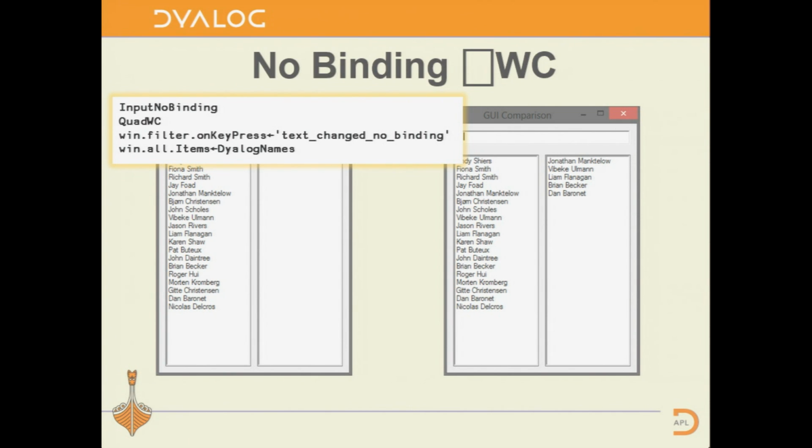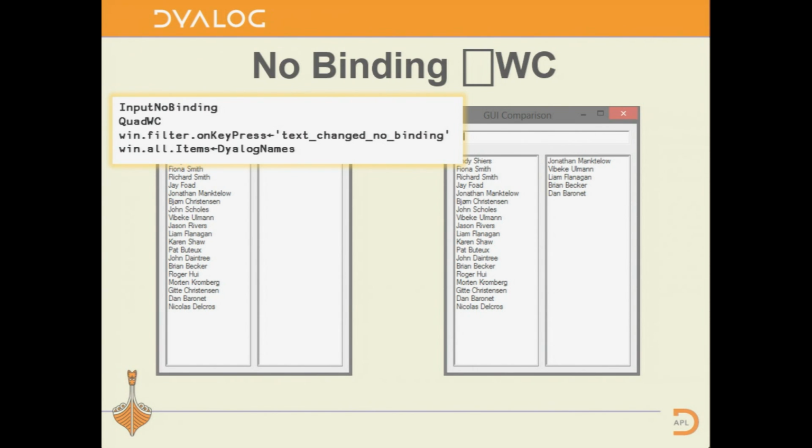Unfortunately, with Quad WC, we need to associate that callback with the key press event because of the way the Quad WC stuff works. We can't put it on an event when the text changes because, for historical reasons, that isn't how it works. And then here, in Dyalog Quad WC, we can assign the items property of the left-hand list box, which is called all, with a global variable, which is a nested array of names.